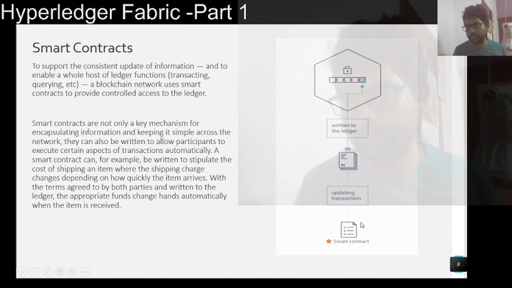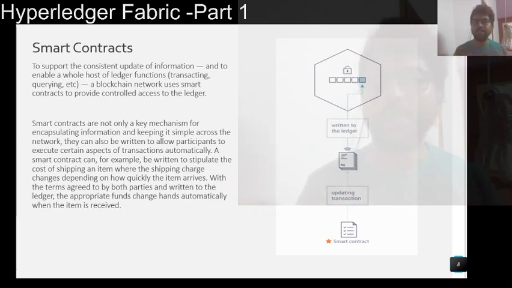You can see the smart contract updating the transaction and writing to the ledger. Updating the transaction means it is just receiving the transaction right now. It checks whether this person has the rights to update the database. If not, it won't update the ledger. If this person has write access to the ledger, then it creates a block. Otherwise, it doesn't create the block.